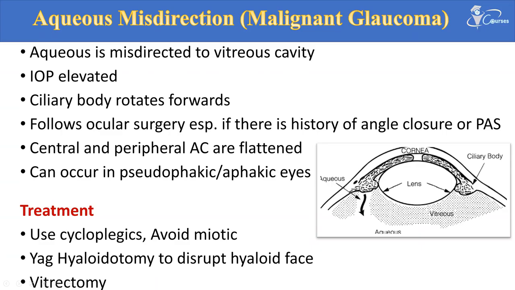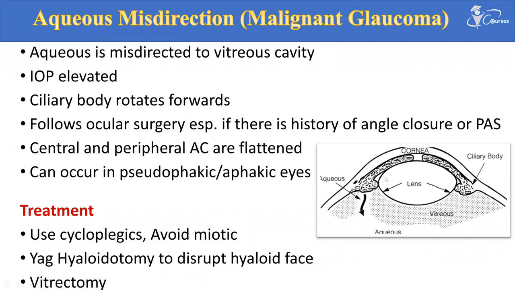So rotation of the ring forward will make the ciliary process secrete the aqueous posteriorly. The ciliary process will be directed posteriorly, so the aqueous will be directed toward the vitreous instead of the posterior chamber. This will increase the volume of the vitreous and push the lens and the iris diaphragm forward, leading to shallowness of the anterior chamber and closure of the trabecular meshwork, leading to rise of the intraocular pressure.